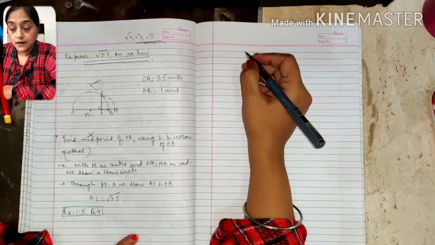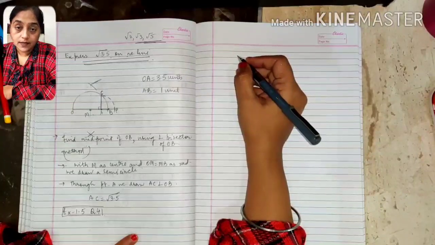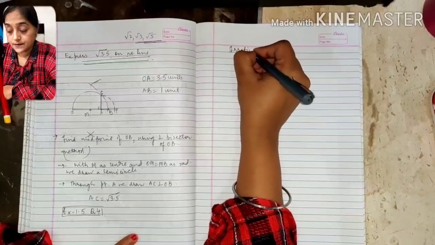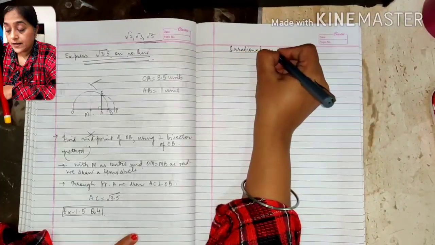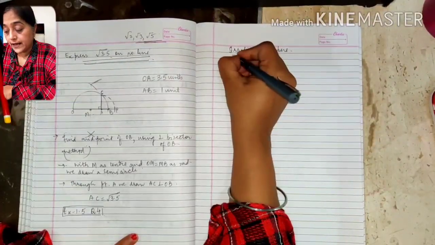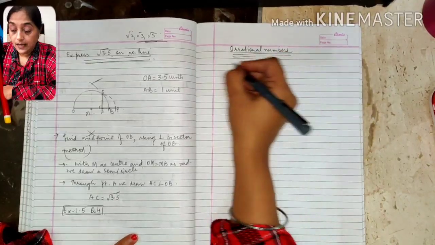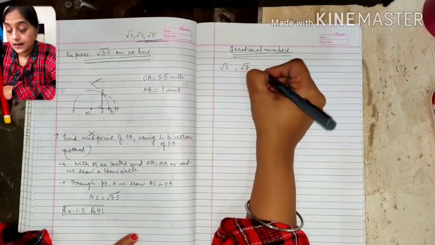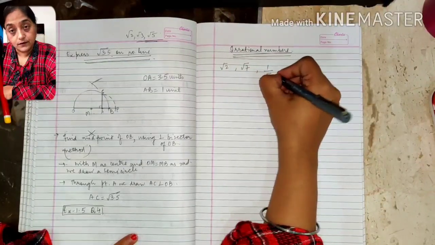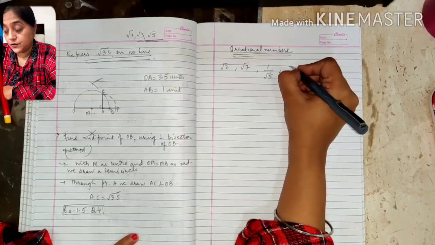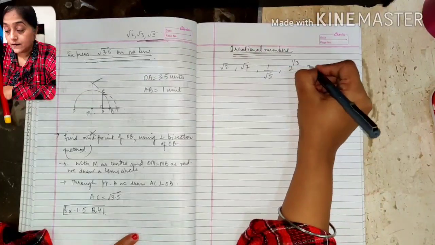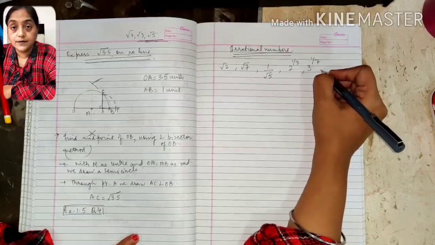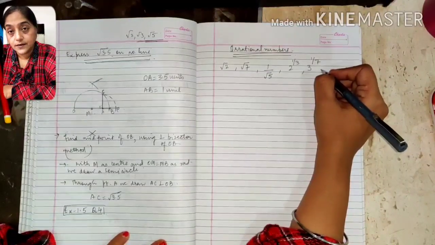Hello students. Now the next topic which I am taking up right now is introduction about irrational numbers. Irrational numbers with the exponent in the fraction form, like root 2, like I have root 7, like I have 1 by root 2, 1 by root 3, 1 by root 7. All such type of numbers are called irrational numbers.